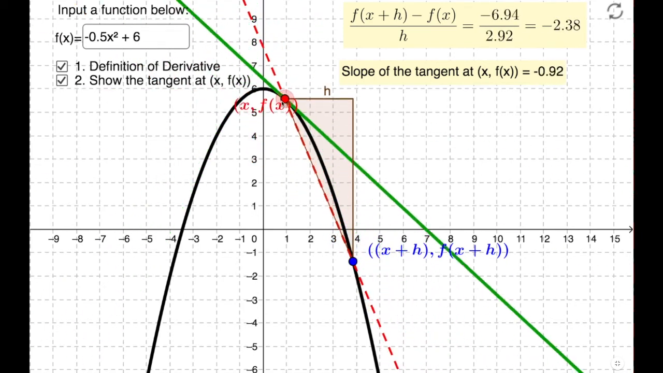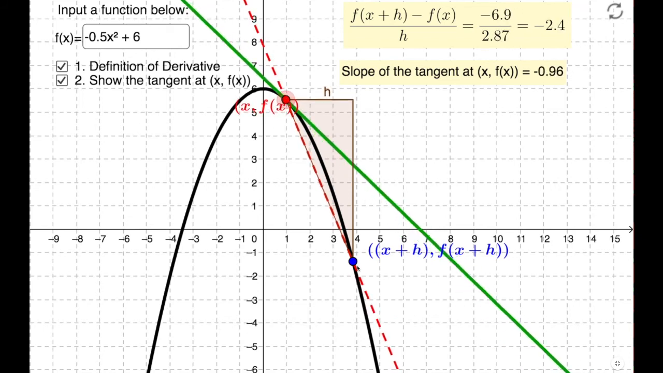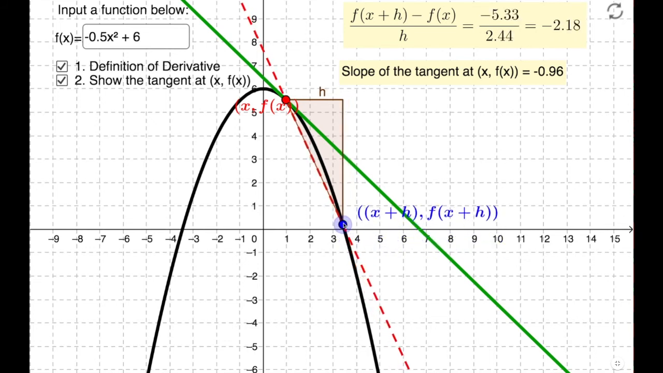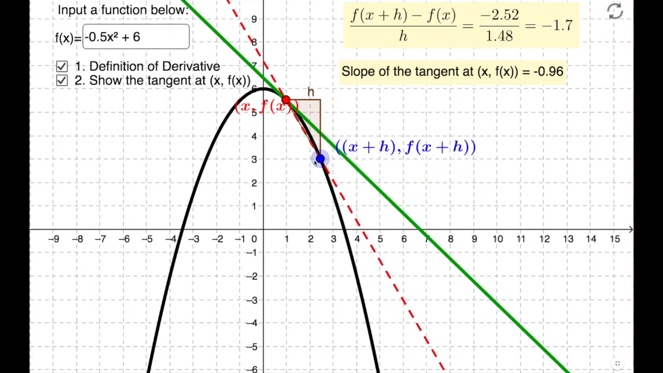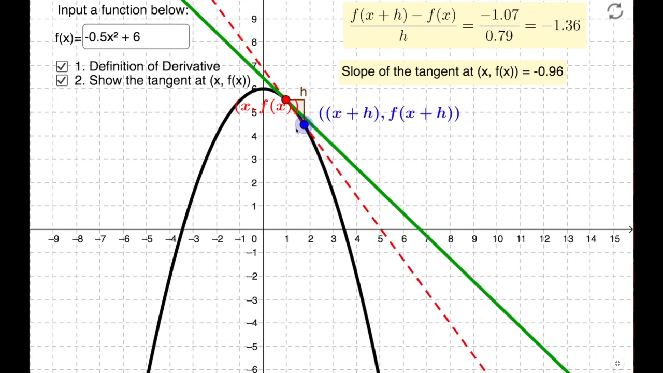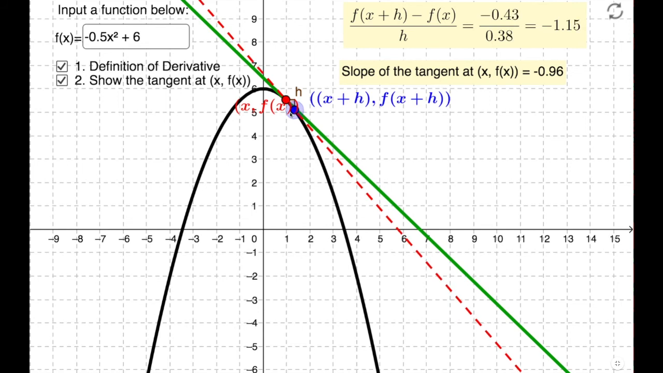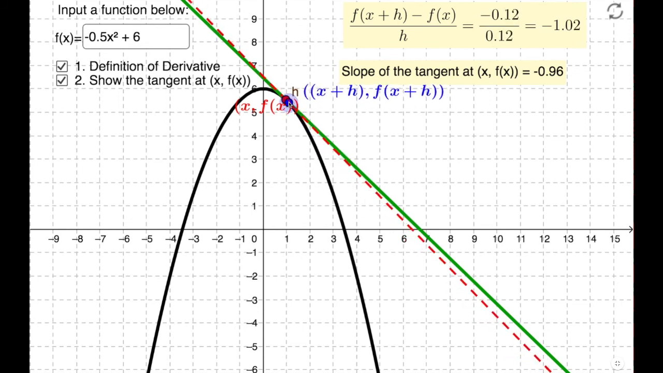So let's say that this is where our point is at x is equal to 1. Again, as the h value gets closer and closer to 0, that means this point is getting closer and closer to the other point. And we see that that red secant line gets closer and closer to that green tangent line that we've got right there. It gives us a great estimate. And the closer that we get to it, the closer of an estimate that's going to be to the real instantaneous rate of change, which would be the slope of the tangent line.